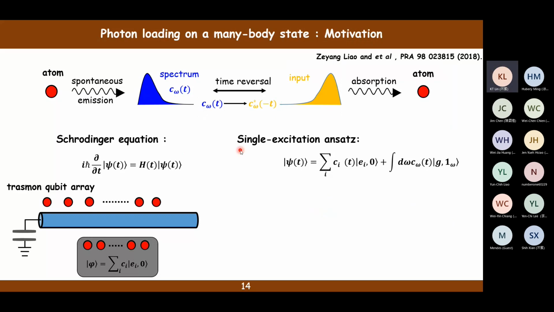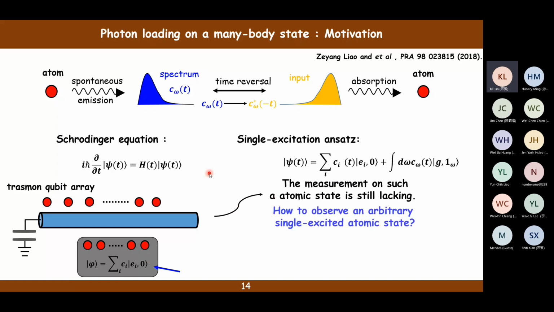So now we are trying to go a step further, asking some questions. For example, we notice that we are now trying to consider how to prepare many-body states. To the best of our knowledge, this kind of many-body state is very hard to measure experimentally. This means that measurements on such an atomic state are still lacking. And we are asking how to observe an arbitrary single-excited atomic state. We are trying to propose a method to answer these questions.